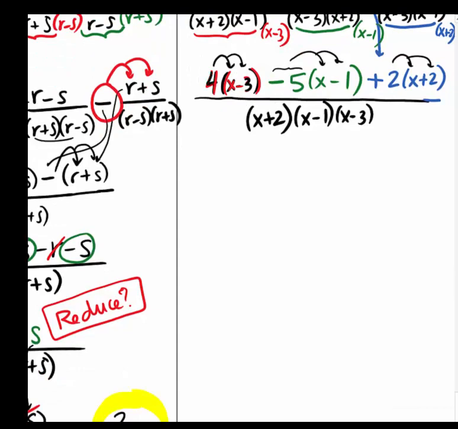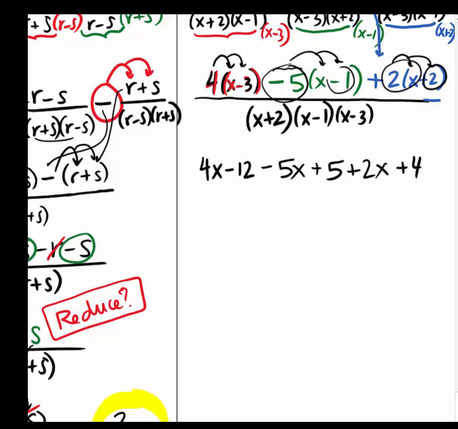If I distribute that 4, 4 times x is 4x, 4 times negative 3 is negative 12. Then I have negative 5 times x, that'll make negative 5x. Negative 5 times negative 1 will make positive 5. And then 2 times x will be plus 2x, and 2 times 2 will be plus 4. And again, don't try to multiply out the denominator, it's not going to help. It's actually going to hurt, because we're going to try to see if we can factor later to reduce.